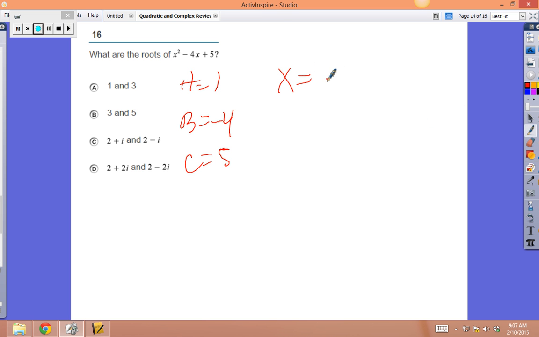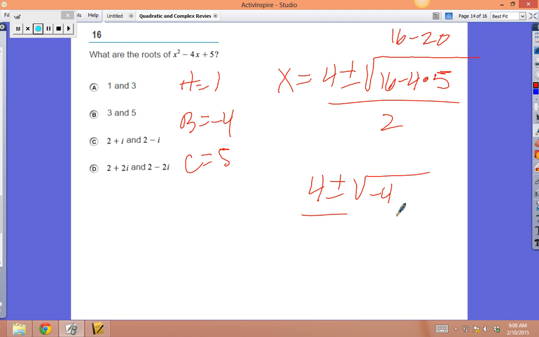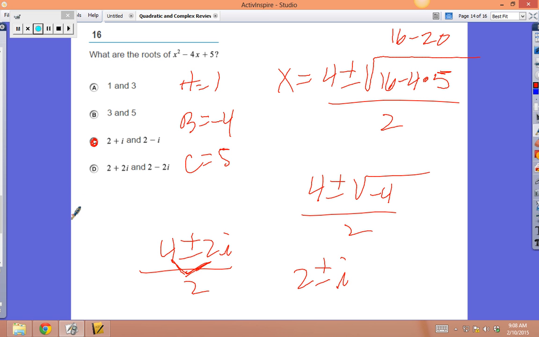So x equals negative 4 plus or minus the square root. B squared is going to be 16 minus 4 times A times C, all divided by 2. So this is going to be 16 minus 20. So we get 4 plus or minus the square root of a negative 4 divided by 2. And that negative 4, that's 2 imaginaries, so we got 4 plus or minus 2 imaginaries divided by 2. Divide both of these by 2, so it's going to be 2 plus or minus an imaginary. So it's going to be C.